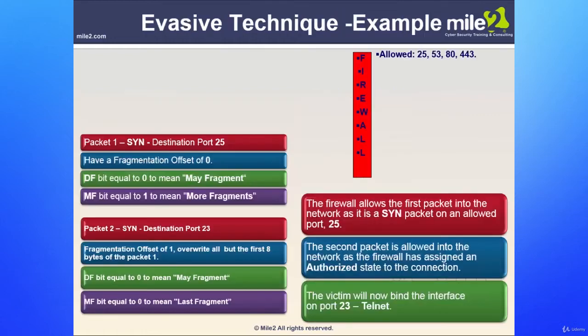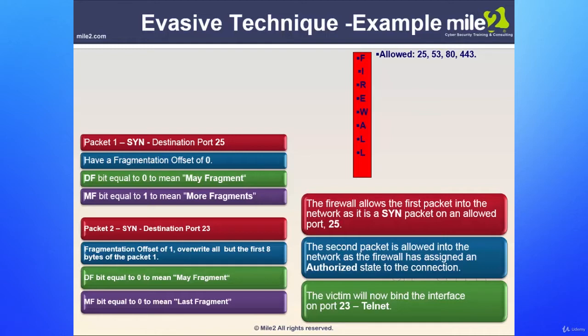Now with the evasion technique, let's say the first packet comes through and we're sending a SYN packet with destination port 25. Port 25 is allowed through the firewall, so it's going to go through. So the firewall allows the first packet into the network as the SYN packet on the allowed port 25. It has a fragmentation offset of 0 because it's the first packet. It has a don't fragment bit equal to 0, which means that it may fragment, and a more fragment bit equal to 1, which means that more fragments follow.